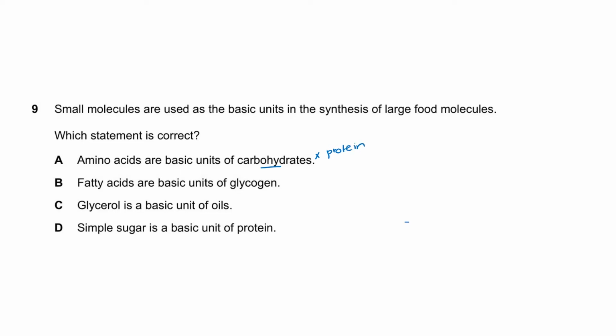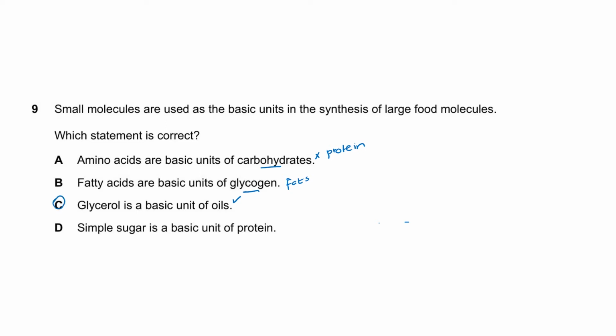Fatty acids are the basic unit of glycogen. This is wrong because fatty acids and glycerol make up fats, and the basic unit of glycogen is glucose. Glycerol is the basic unit of oils. This is true because oils are basically fats, so yes.